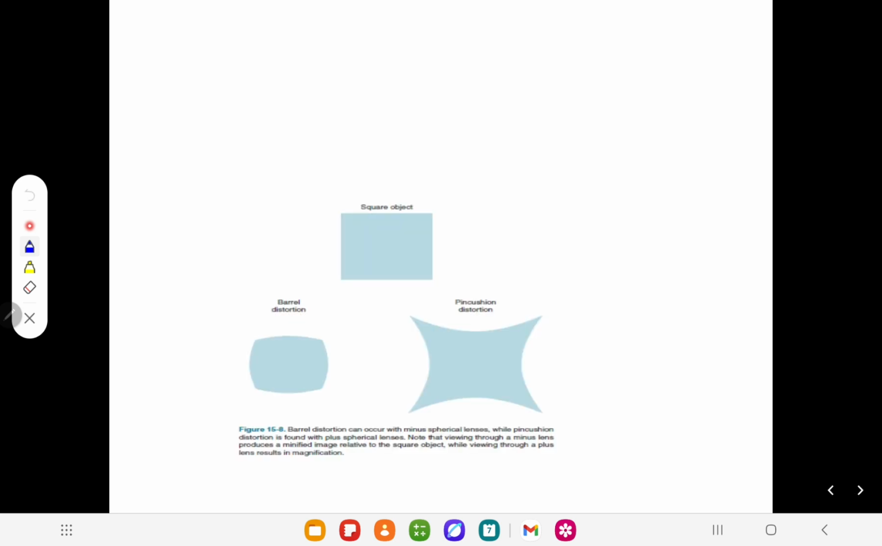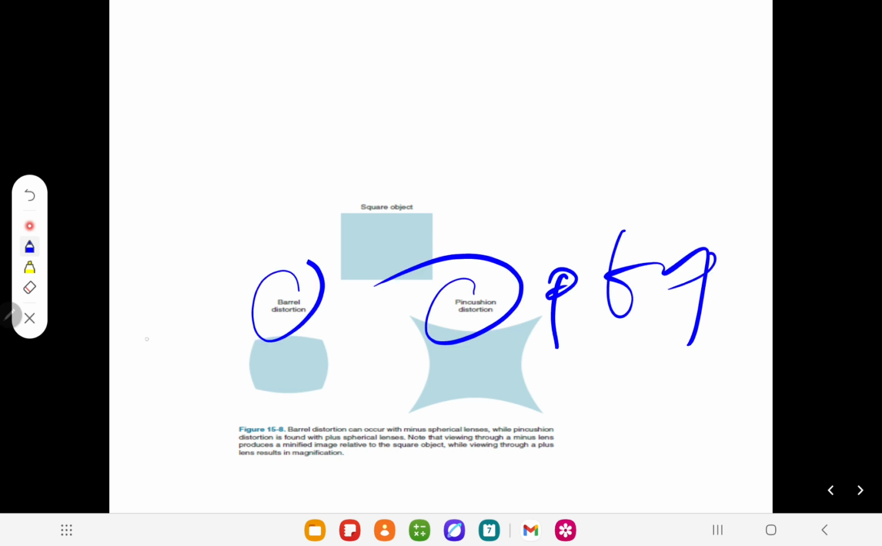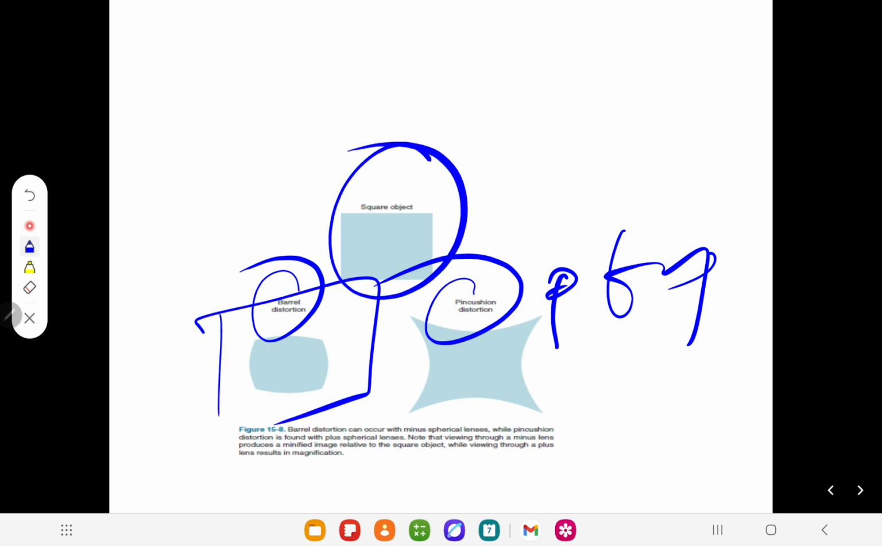So that's why a plus lens will create pincushion, P for P. A minus lens will create barrel distortion, isn't it? A square shape placed in a minus lens, a square shape placed in a plus lens. This is plus lens, this is minus lens. Plus lens, P for P, creates pincushion by plus lens.